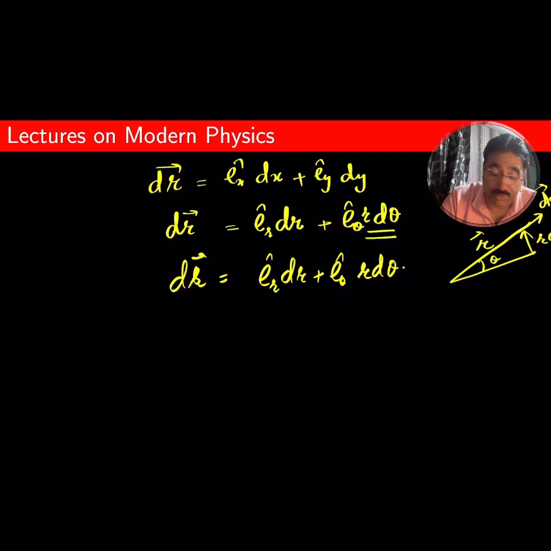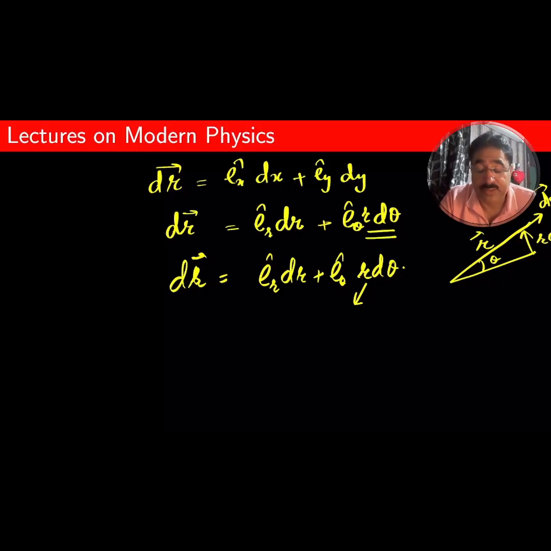One has to be careful while writing line elements in different coordinates. There will be two line segments: one along r, and the other normal to that, and any vector can be written in terms of these line segments, and they are dr and r d theta. That's how you write it. We call this a scale factor also. We'll talk about it later. So this is how you express a length element in polar coordinates.